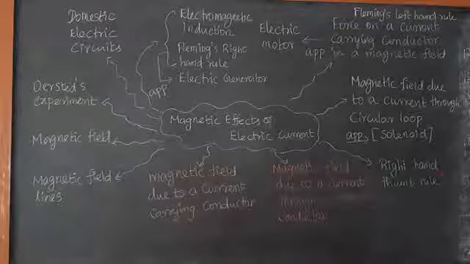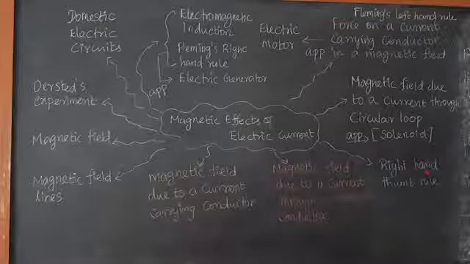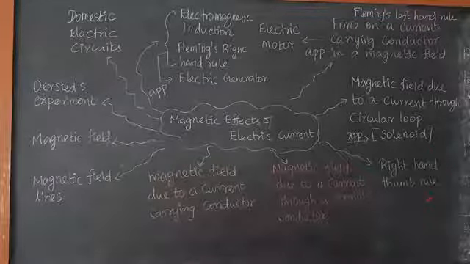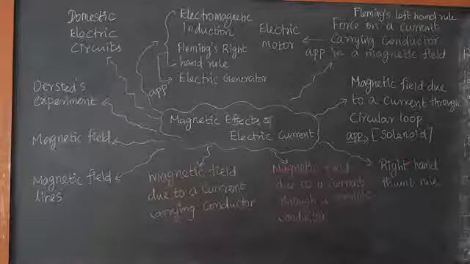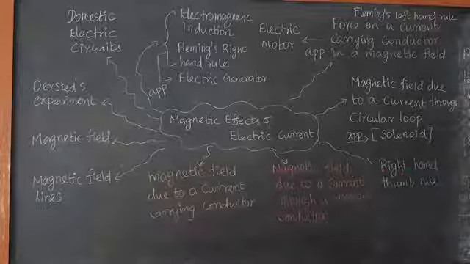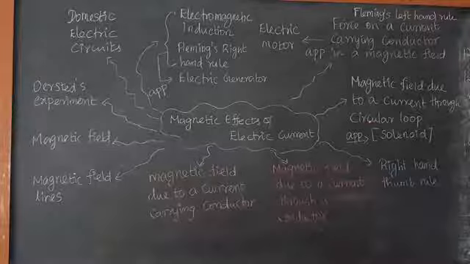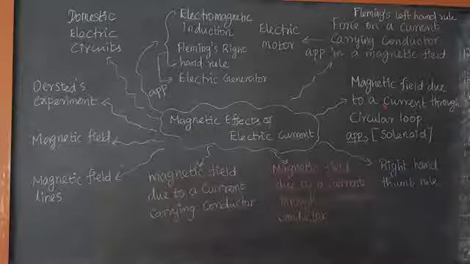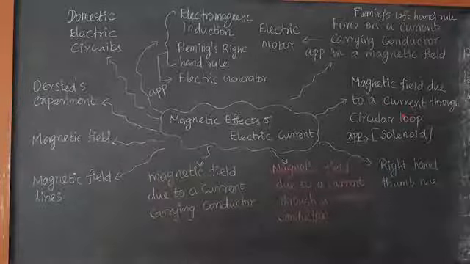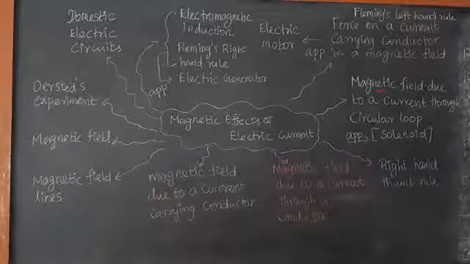And the next one is the right hand thumb rule, which gives the direction of the magnetic field. The current and magnetic field direction can be found by using the right hand thumb rule. By using this we can go to the next concept, the magnetic field due to current through a circular loop. Using this basic principle we are going to see these concepts.